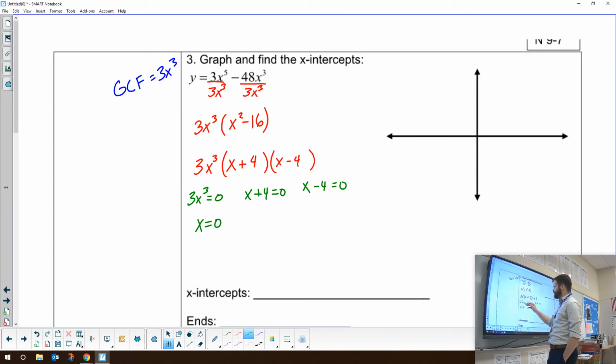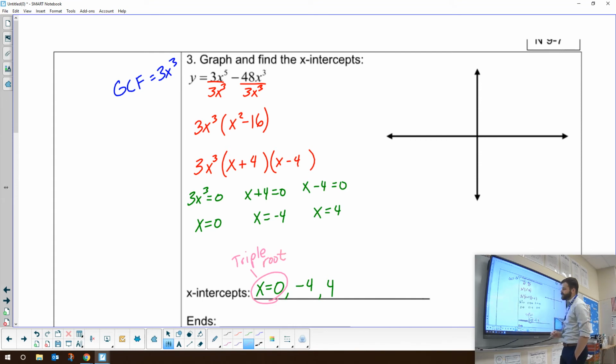Because if we divide by 3 and cube root, 0 is not going to change. If I minus 4 here, we get x equals negative 4. If I add 4 here, we get x equals positive 4. So those are my intercepts. We have x equals 0, negative 4, and 4. Now there's something special about this guy right here. It is a triple root, which means we're going to have that little kink in the line right there.